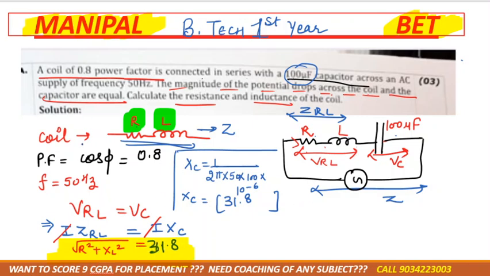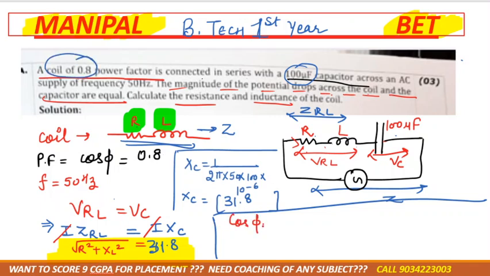Right? Now next, they have given that VRL is equal to VC and cos phi is 0.8. They have given the power factor of the coil. So can we say that cos phi RL is equal to 0.8? Why have I written RL? Because they have specifically mentioned that the power factor is for the coil only. So the cos phi formula, as you know, is R by Z. The coil impedance is how much? ZRL only, correct?